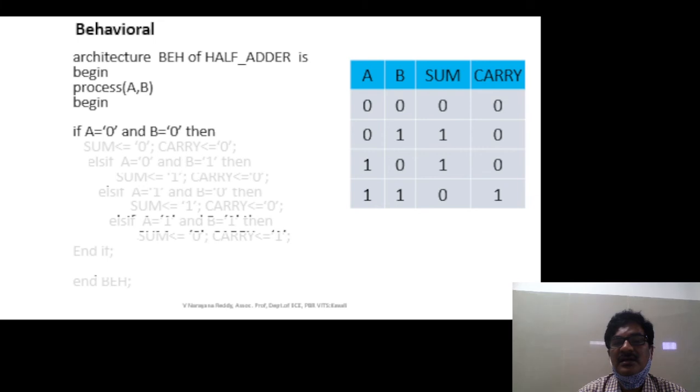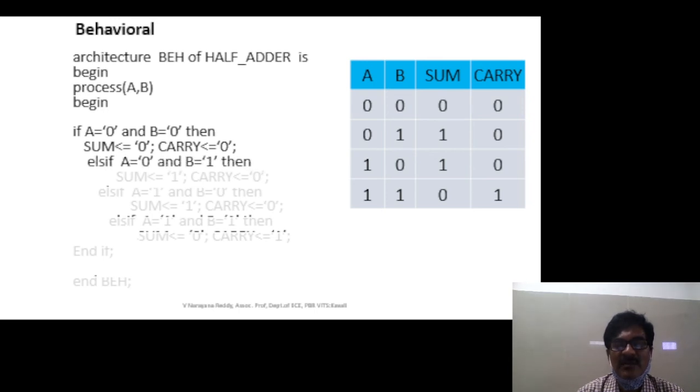First of all, I verify the first condition: if A is 0 and B is 0, that means both inputs are 0. Then what is the expected output? Sum is 0, carry also 0. So if this condition is true, I include the signal assignment statements for sum and carry, that is, sum equal to 0 and carry equal to 0. Both outputs are zeros. Suppose this condition fails, the execution goes to the else part.